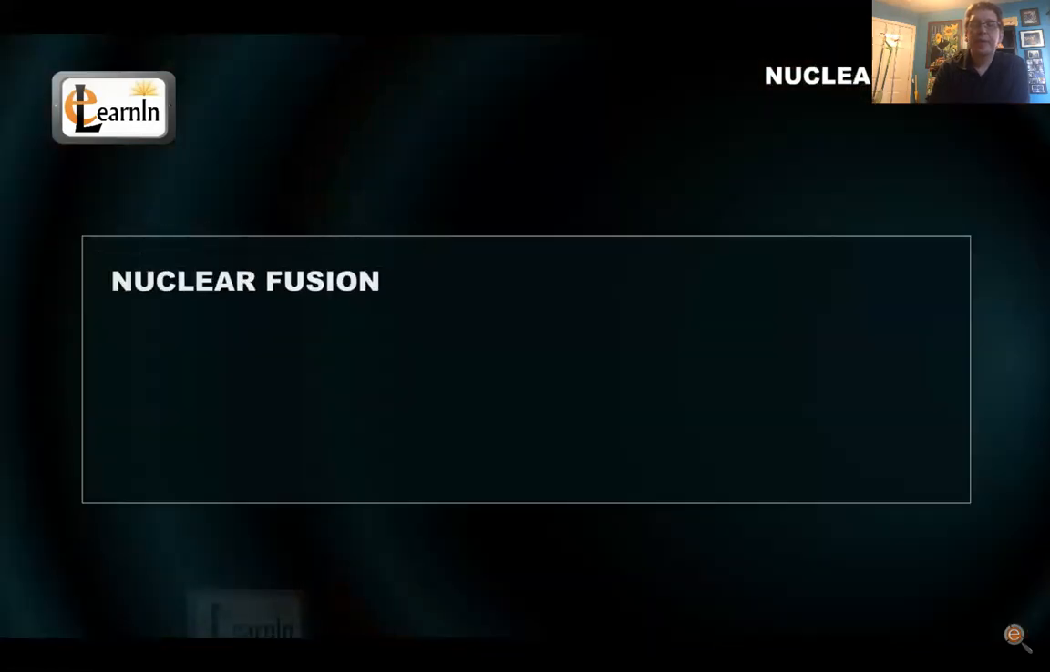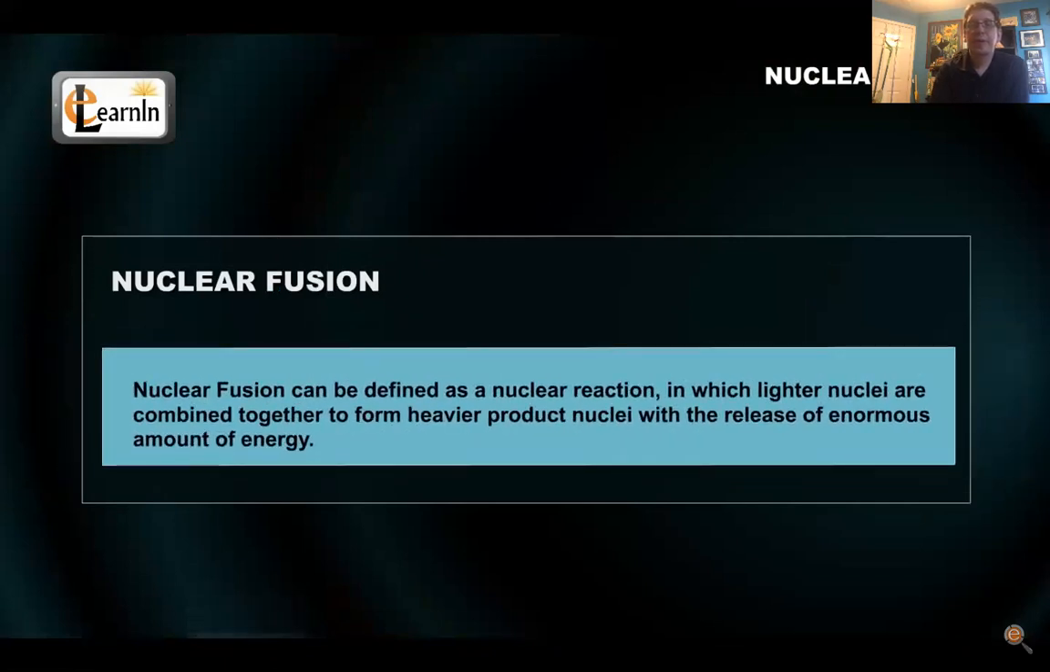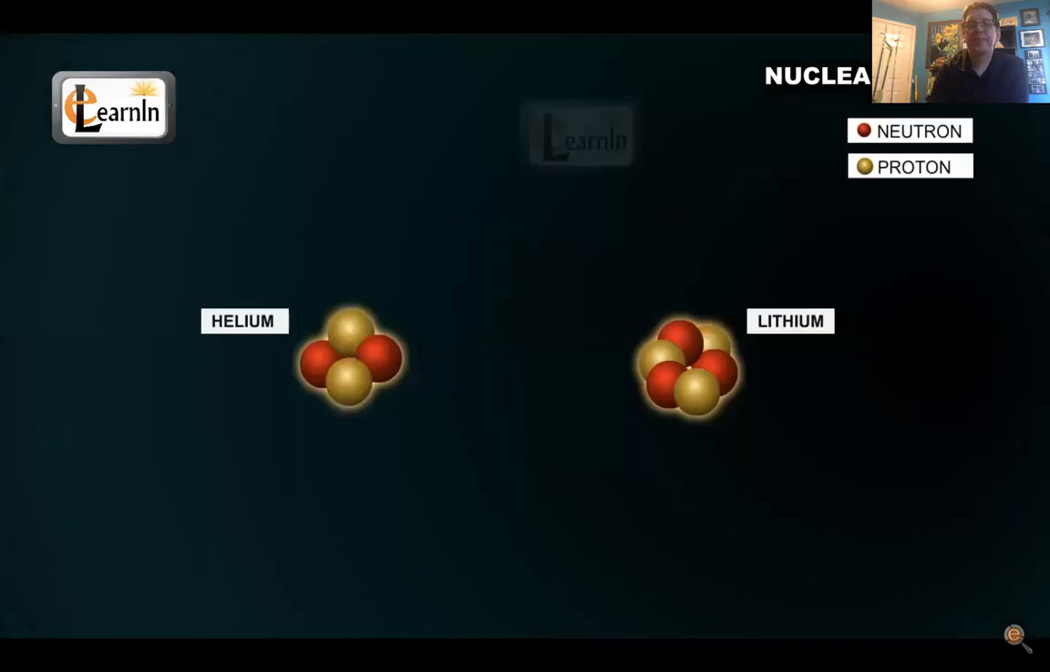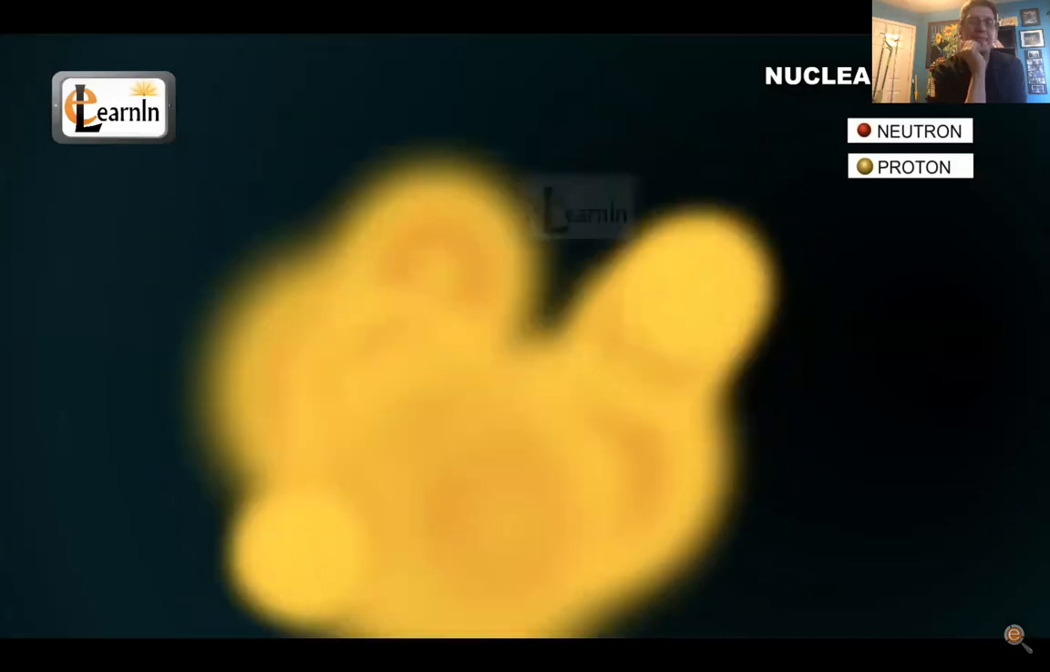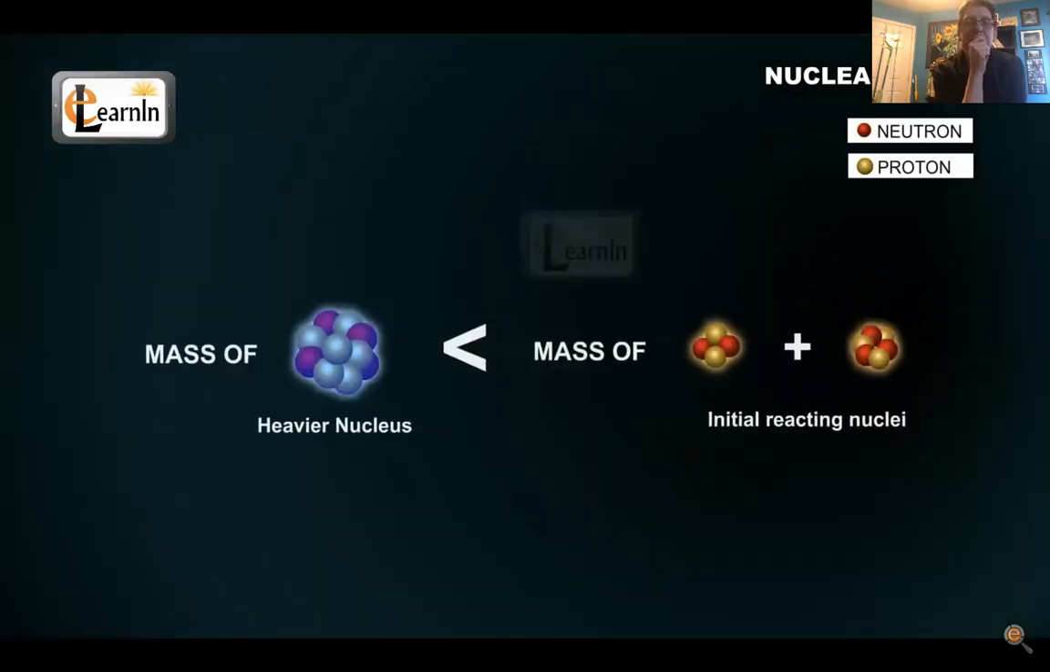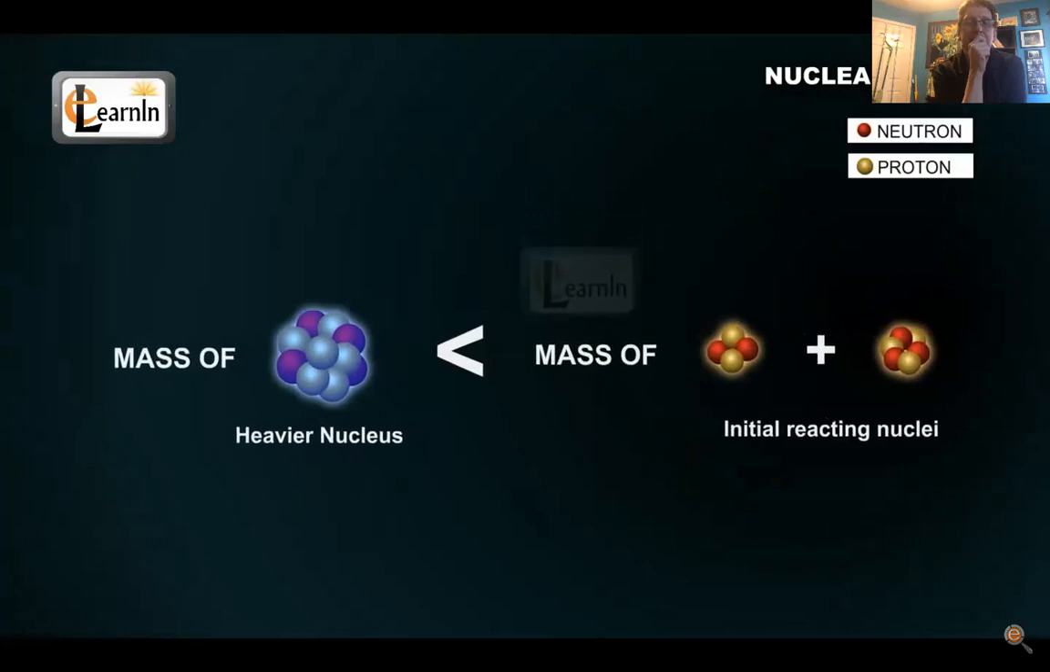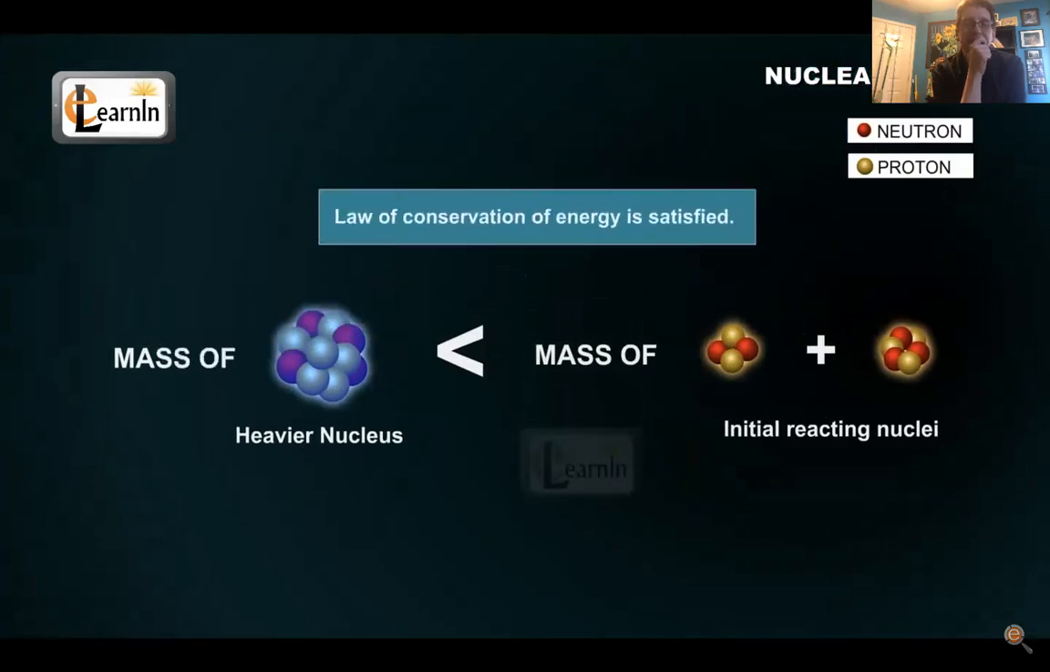Scientifically, nuclear fusion can be defined as a nuclear reaction in which lighter nuclei are combined together to form heavier product nuclei with the release of enormous amounts of energy. For example, lighter nuclei such as lithium and helium, when combined together, form a heavier nucleus. The mass of the heavier nucleus is less than the initial reacting nuclei. The word heavier here is phrased in terms of energy release, which is usually very enormous rather than mass. Therefore, the law of conservation of energy is satisfied.